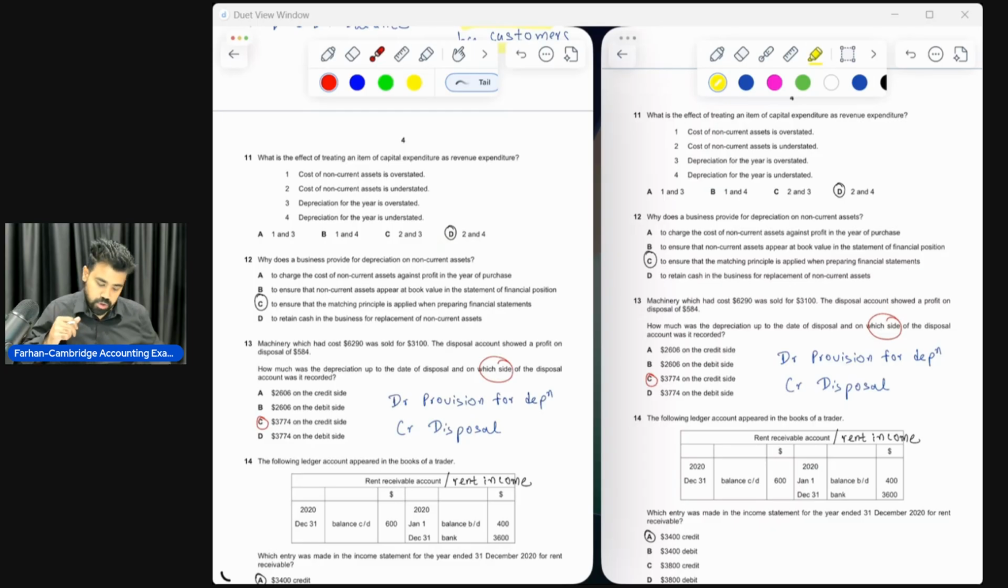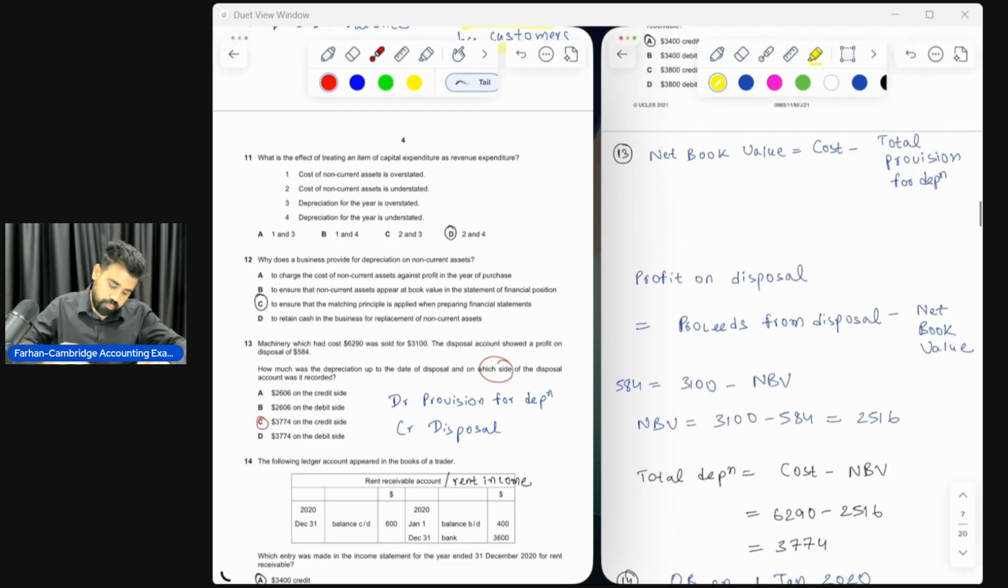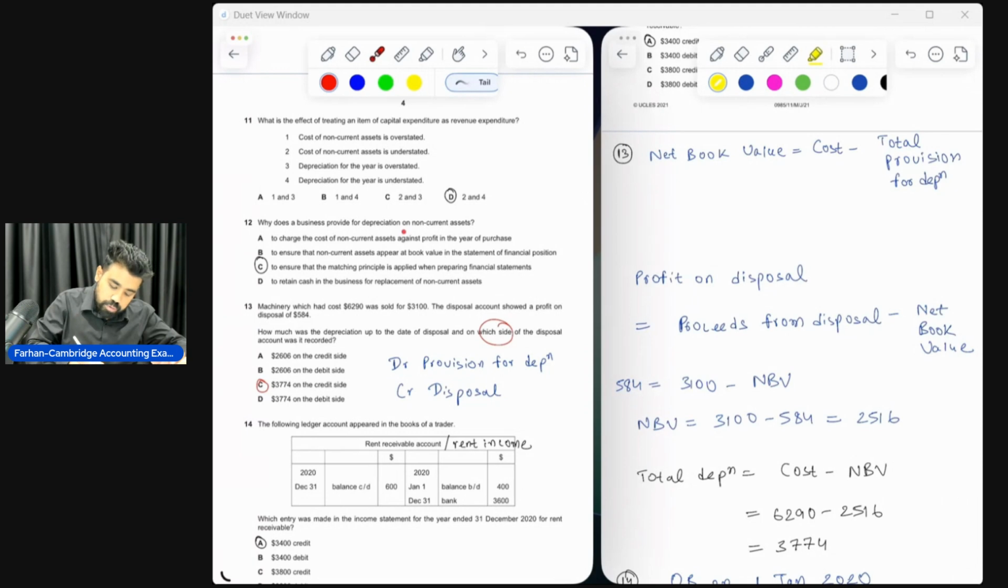All right, so let's go to number 12. Why does a business provide for depreciation on non-current assets? Now, I'll give you the accounting concepts which validate the recording of depreciation. First of all, it's the matching concept. The matching concept is simply that revenues that we have earned during the year are matched against the expenses incurred. Now, when we buy non-current assets for our business, what is the purpose of buying them? We buy these non-current assets so they can add value to our business.